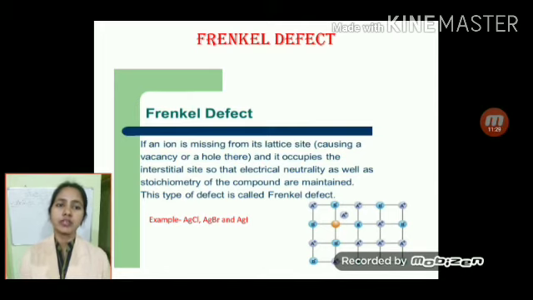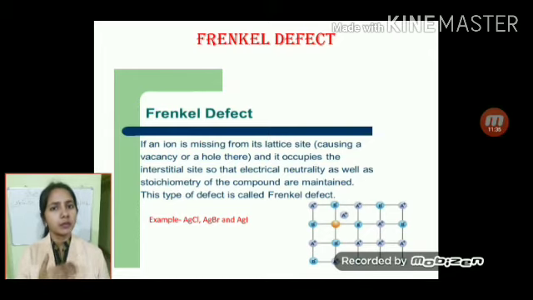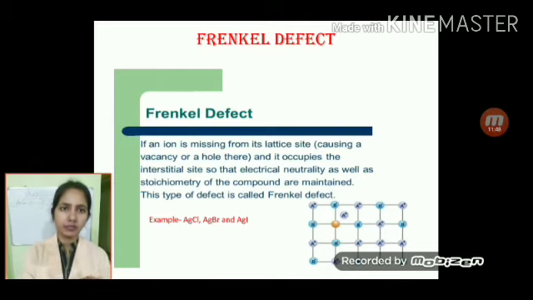This type of defect is also called dislocation defect, because a particular cation is being dislocated from its place and occupies some other site. Okay, it is not completely missing. It has just left its position and occupied some other site, and that is the reason why it is also called dislocation defect.